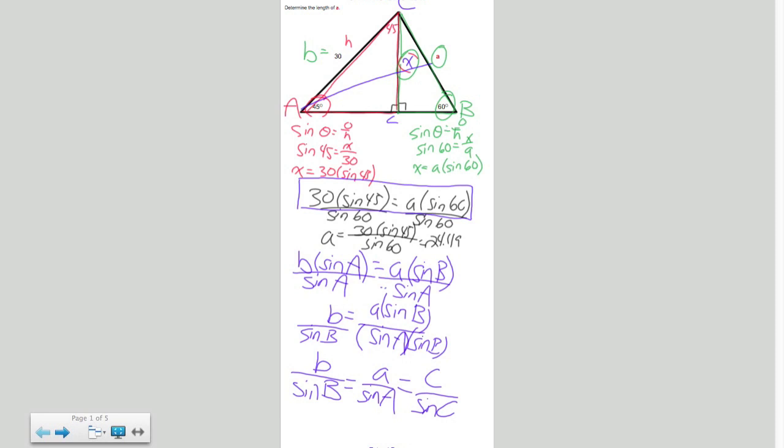You're thinking, yeah, so what? Is it easy to remember? B over sine of B is equal to A over sine of A is equal to C over sine of C. That's all you need to do to solve this.